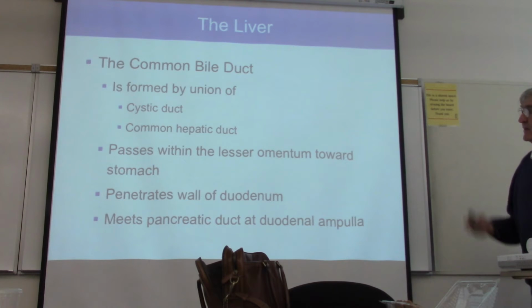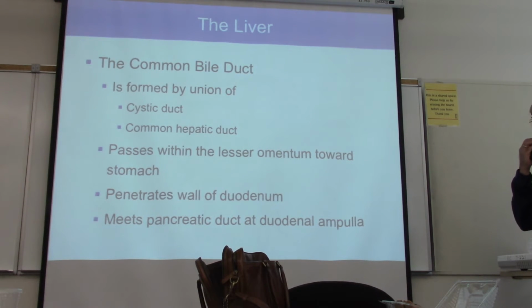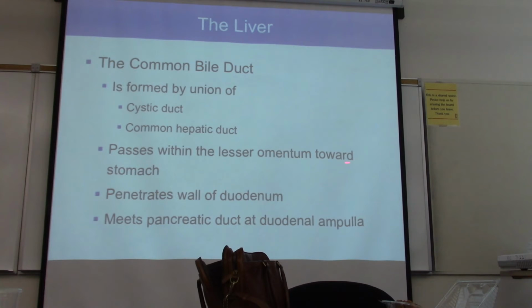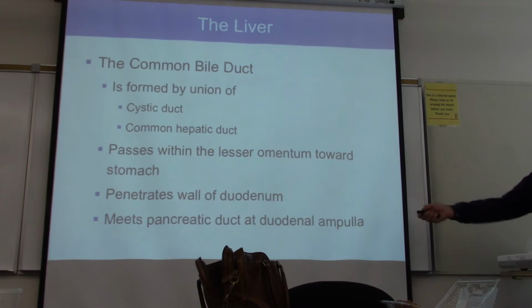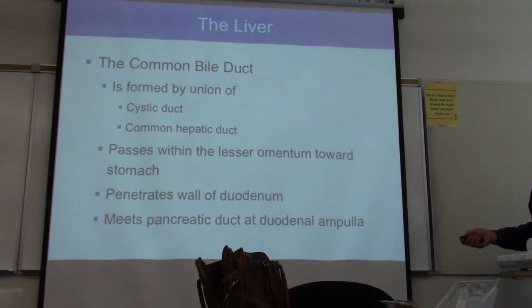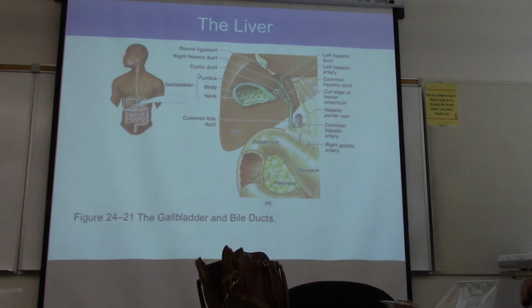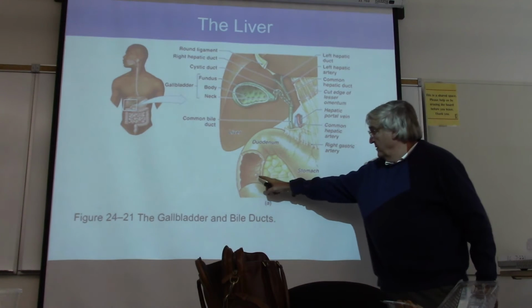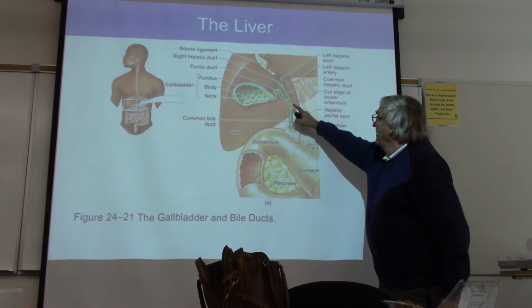Going back to the anatomy of the bile system, the common bile duct is formed by the junction of the cystic duct and the common hepatic duct, and it passes within the lesser omentum towards the stomach, where it goes through the wall of the duodenum, and it meets up with the pancreatic duct right at the duodenal ampulla, and then empties into the duodenum right there.